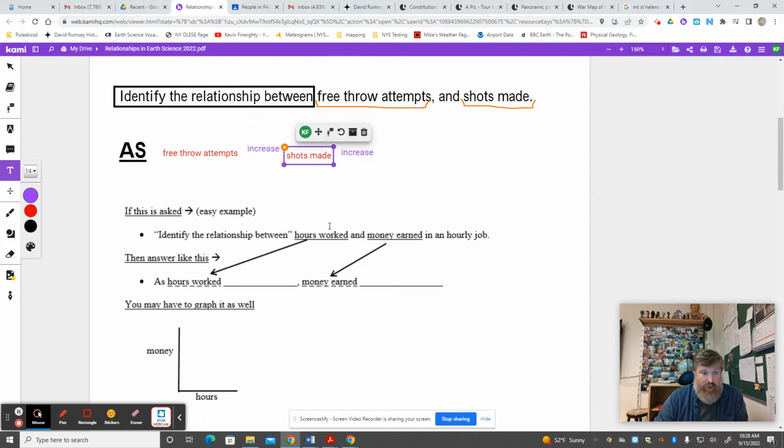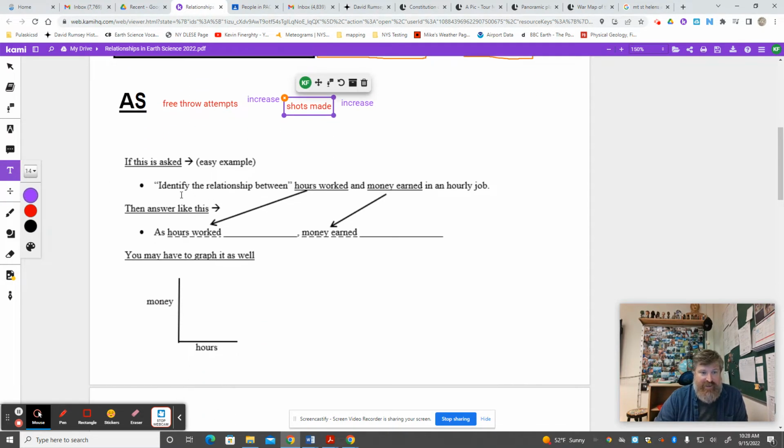So, yeah, let's do some more. If this is asked, another easy example. If you have an hourly job where you get this many dollars per hour, and you were asked to identify the relationship between. So there it is, right away in your head. We got to get used to the idea of saying, okay, this means to compare the two things and start with as. I lined it all up for you on this one. As, the first thing, hours worked does something, money earned does something. There's your skeleton. Every one of them should look exactly like that.